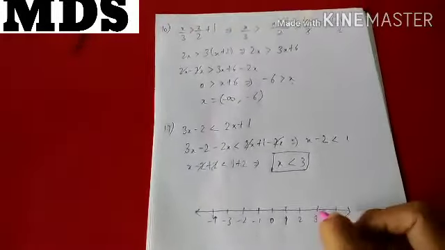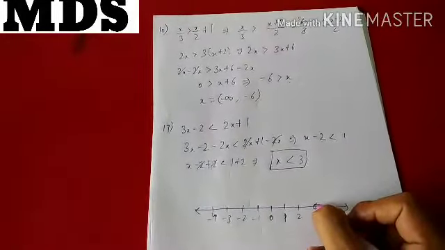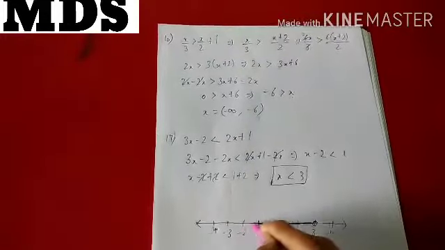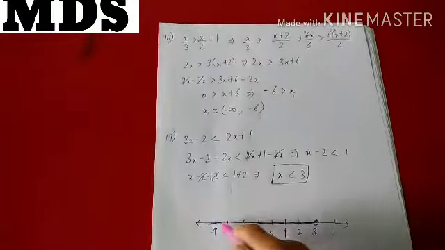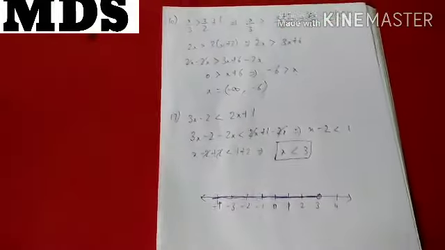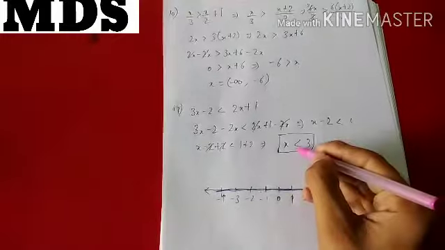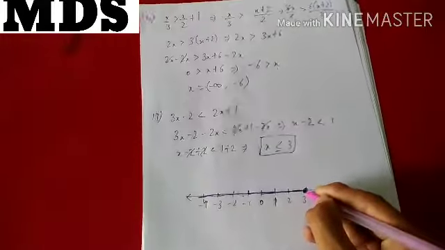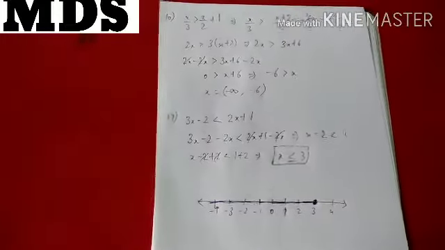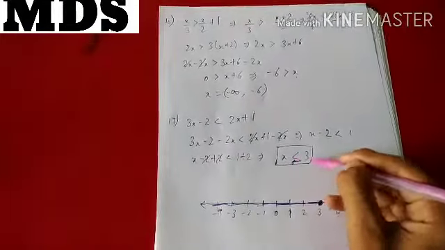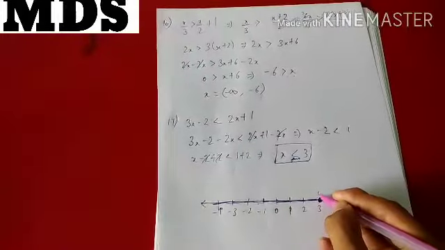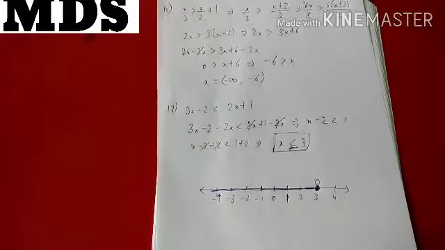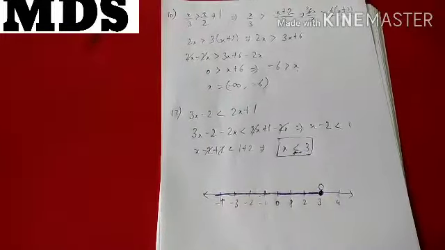So what we will do? We will draw a circle on 3 and darken all the values that are on the left hand side of 3. So this will be the value of our x. And suppose if we got x less than or equal to 3, then we will darken this circle also. So it will be our result. But actually we are getting x less than 3, so here we will draw just a circle. Okay. Now similarly you can solve 18 and 19.